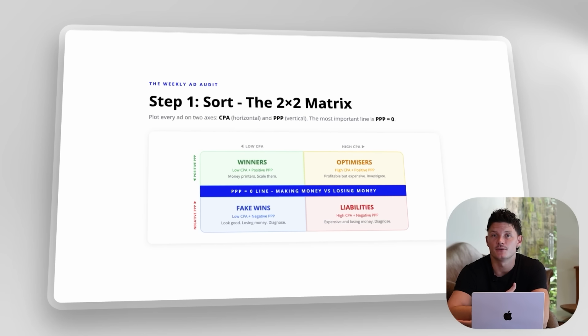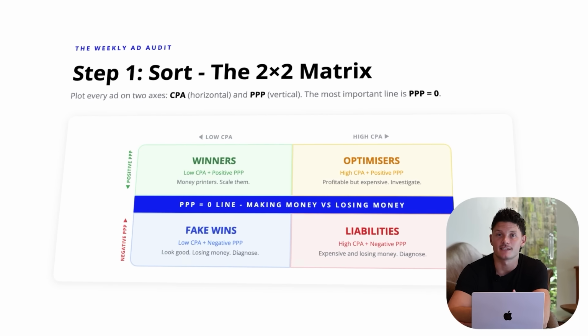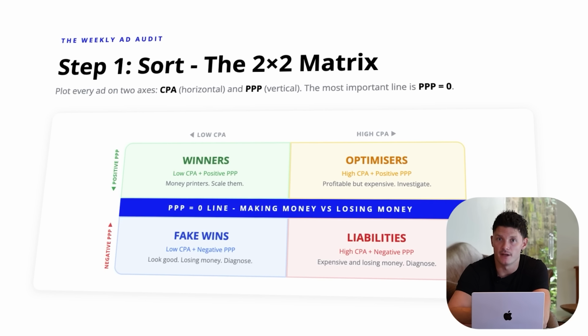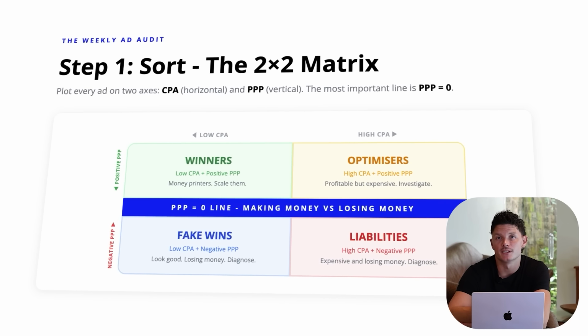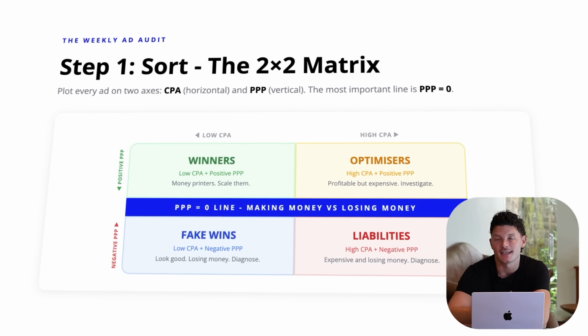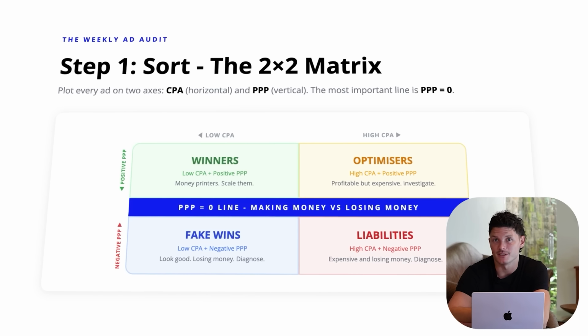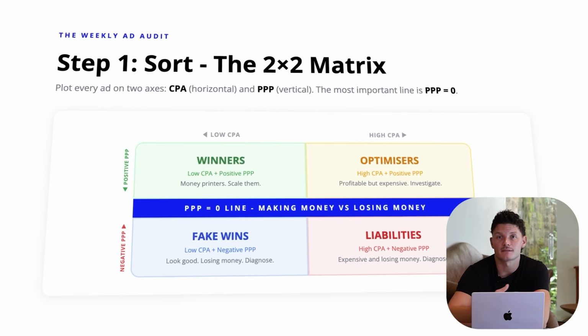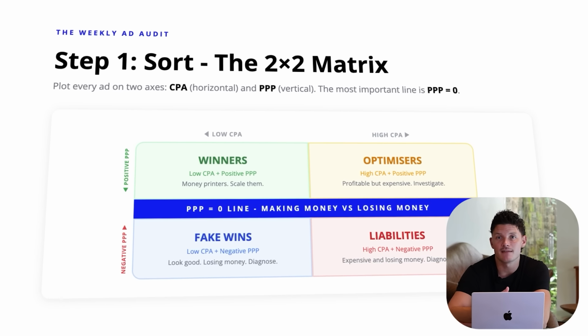So what I like to do is organize my ads in a 2x2 grid. You have CPA on one axis and profit per purchase on the other. But the most important line in this matrix is profit per purchase equals 0. Are we making or losing money? So you plot the ads on the grid and you assign labels.